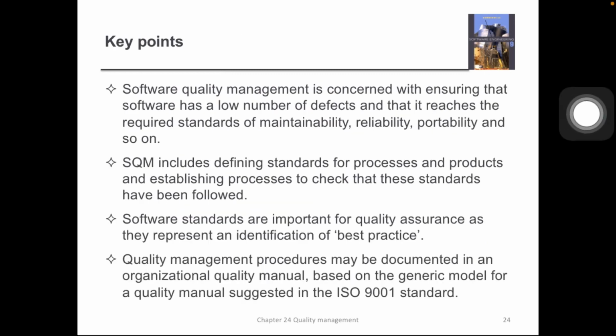Key points. Software quality management is concerned with ensuring that software has a low number of defects, that it reaches the required standard of maintainability, reliability, portability, and so on. SQM includes defining standards for processes and products and establishing processes to check that these standards have been followed. Software standards are important for quality assurance as they represent an identification of best practice.